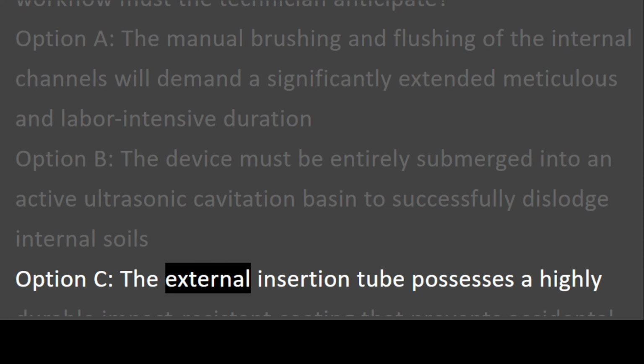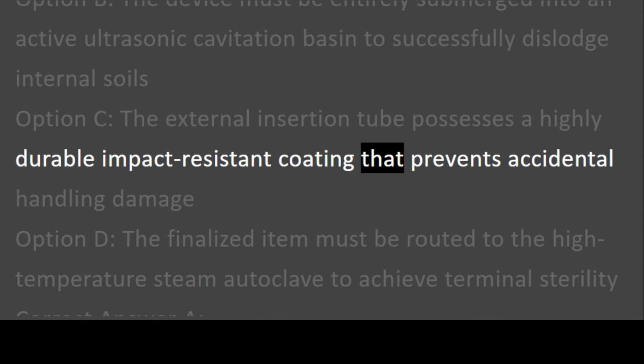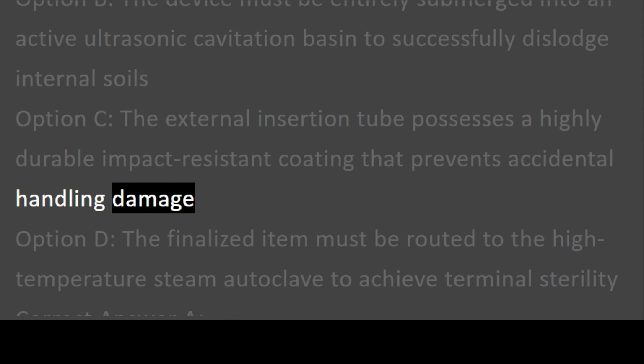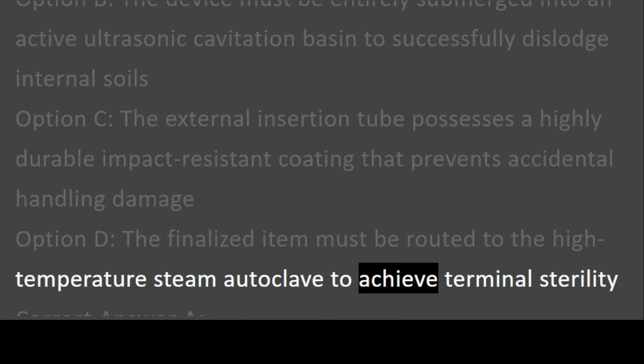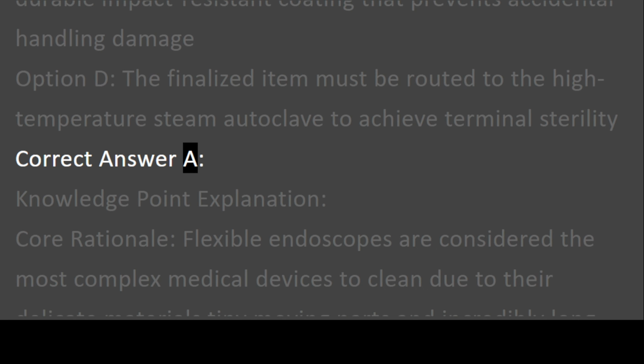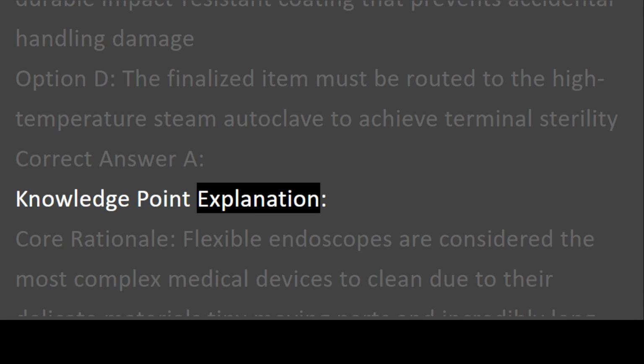Option C. The external insertion tube possesses a highly durable, impact-resistant coating that prevents accidental handling damage. Option D. The finalized item must be routed to the high-temperature steam autoclave to achieve terminal sterility. Correct answer A. Knowledge point explanation.